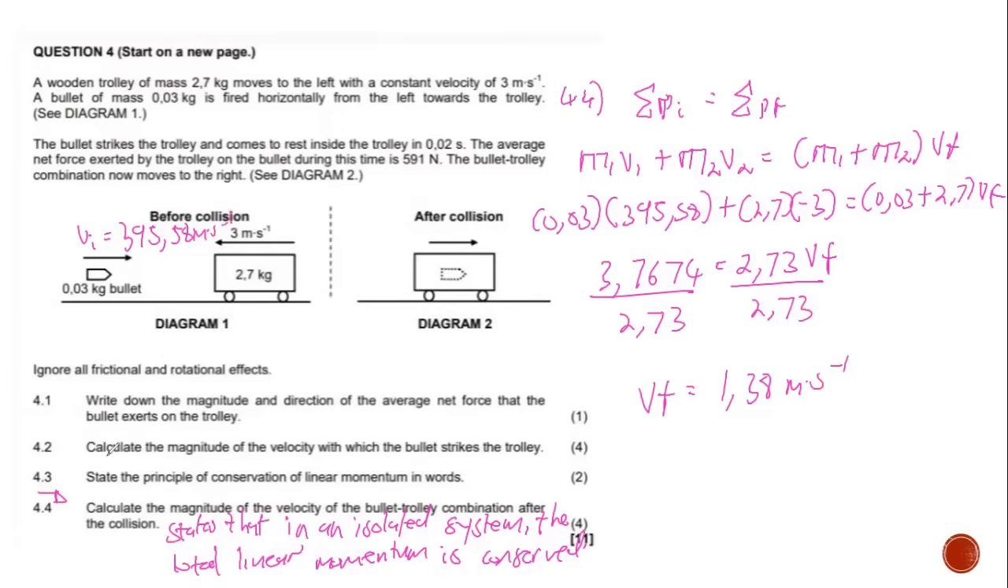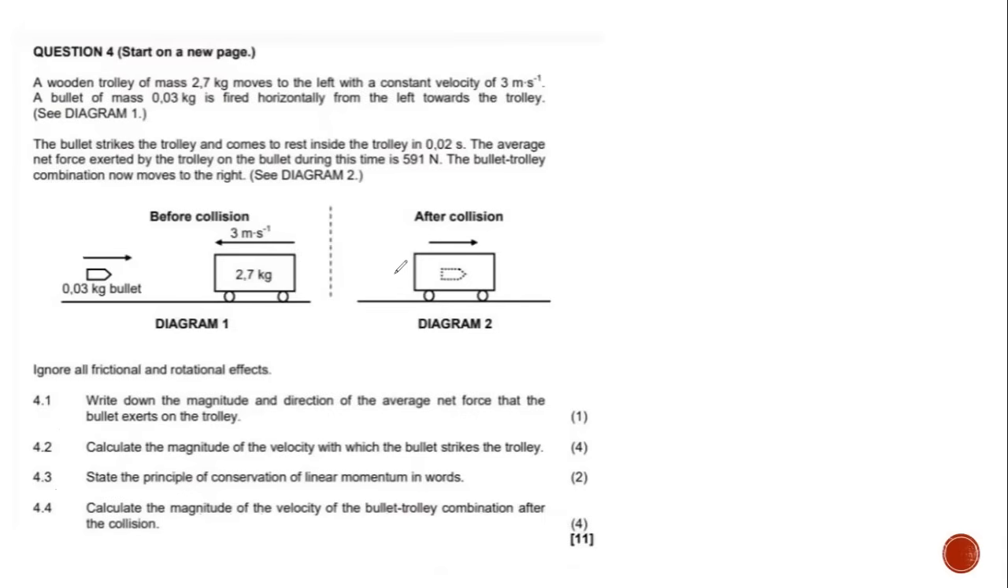So it's more like we are trying to prove that the answer that we got for 4.2 here was correct, right? So this is it. 1.38 meters per second to which direction? To the right. So, okay, that's basically how we were supposed to calculate that. So we have all our marks there in the bag. So that was how many marks? 11 marks, right? So 11 marks.